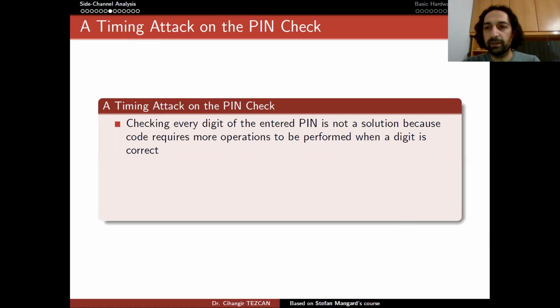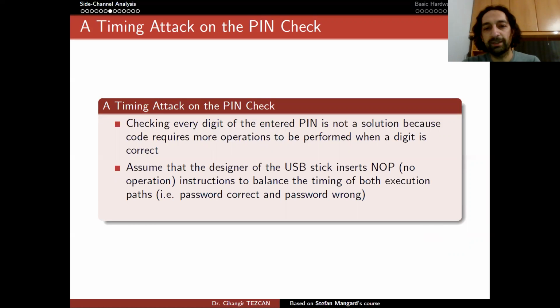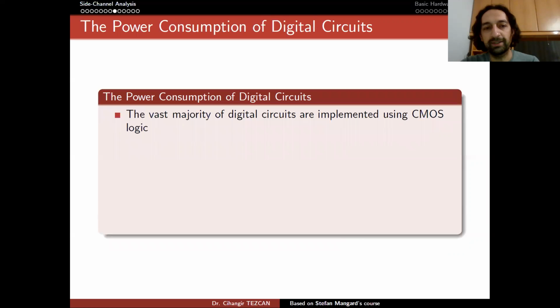But now assume that there is a countermeasure for the timing attack. Checking every digit of the entered PIN is not a solution, because the code requires more operations to be performed when a digit is correct. Assume that the designer of the USB stick inserts no operation instructions to balance the timing of both execution paths. So it doesn't matter if the PIN you entered is correct or wrong, it will take the same amount of time for the device. This way you cannot perform a timing attack. So our question was, how can we attack such a fixed system?